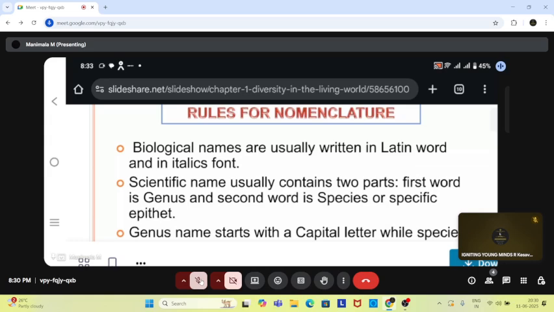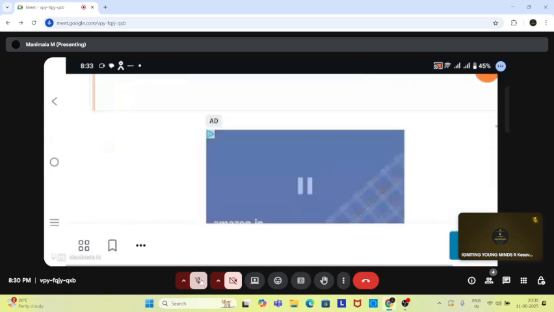And if there is a scientist's name, we can add the abbreviated name of the scientist to the biological name. Yes, after the biological name. These are the rules for nomenclature.